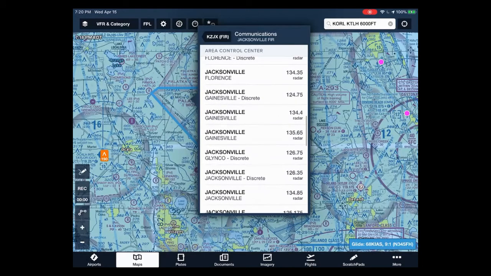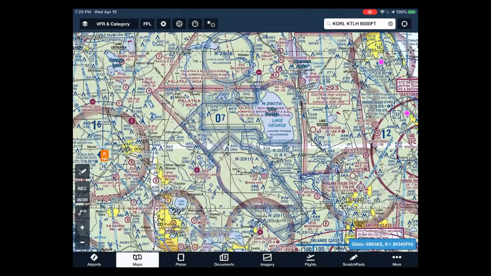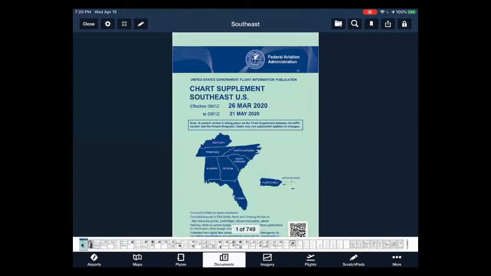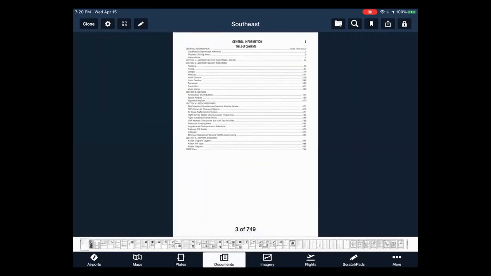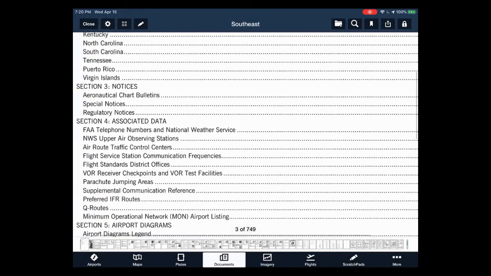Where did this actually come from, however? Well, this came from the chart supplement. So if we go to the Southeast chart supplement, this is what we're looking at. Of course, make sure that the supplement is current. In this case, it started on the 26th, good through the 21st of May. We go to the third page in the PDF, and there's a table of contents that allows us to jump. And we're looking to jump to frequencies associated with specific ATC facilities.